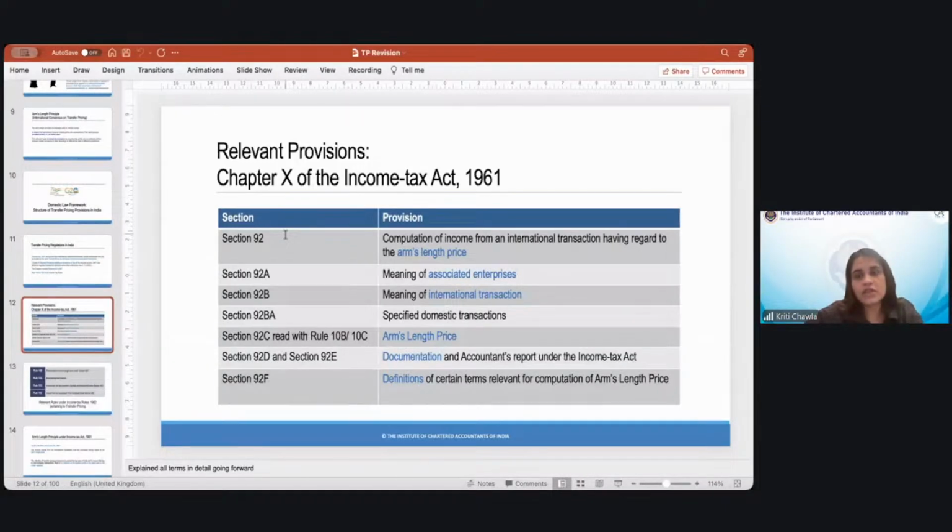Aparna, am I correct on this one? Aparna ma'am, am I correct on this one?